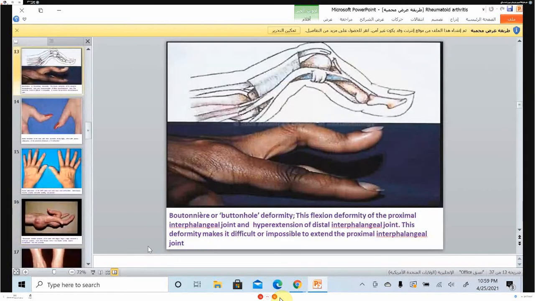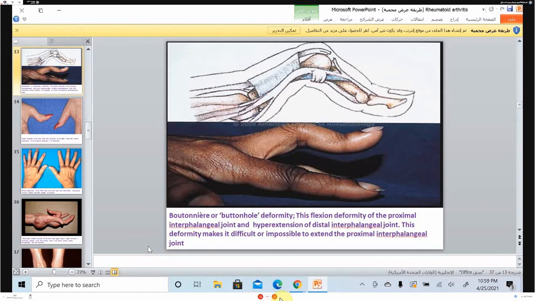We call this the boutonniere or button hole deformity, which is the opposite: the proximal interphalangeal joint has flexion instead of hyperextension. This is a flexion deformity of the proximal interphalangeal joint and hyperextension of the distal interphalangeal joint. This deformity makes it difficult or impossible to extend the proximal interphalangeal joint.